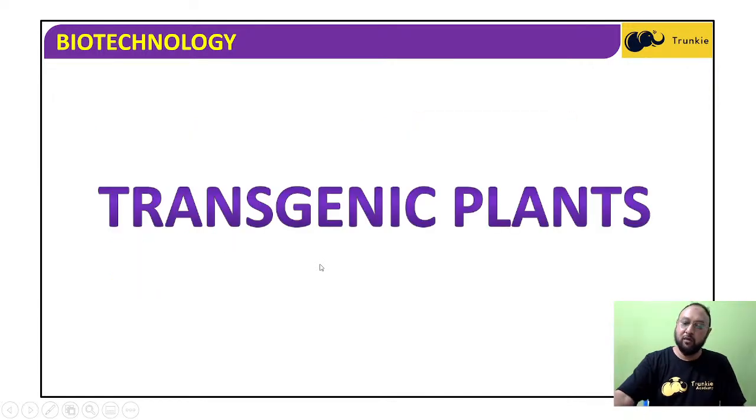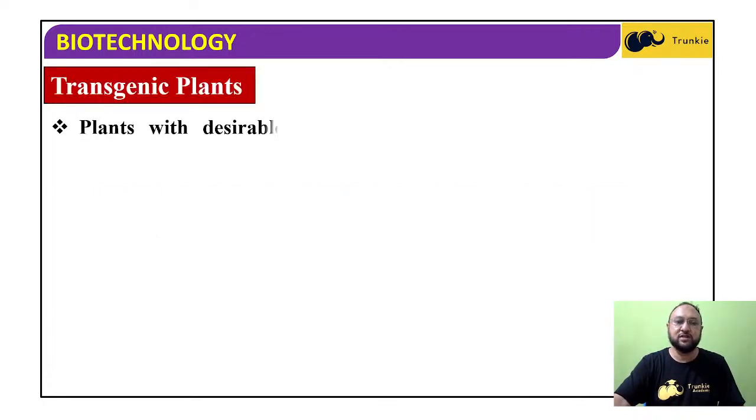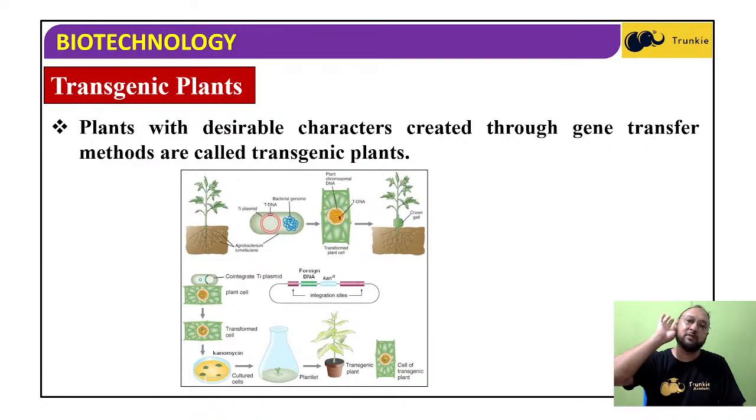Now, another important application of this biotechnology is the transgenic plant. Transgenic means we are changing the genome, and we are getting a new individual, a new plant with a new genome. So transgenic plants are plants with desirable characters created through gene transfer.